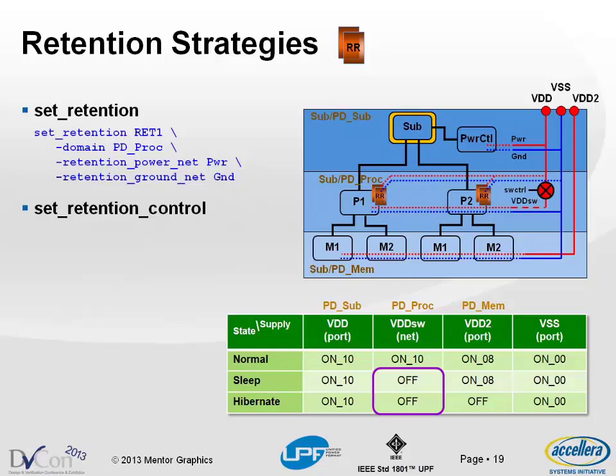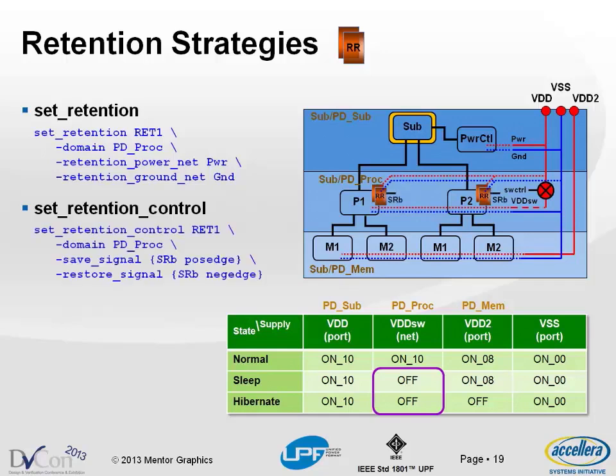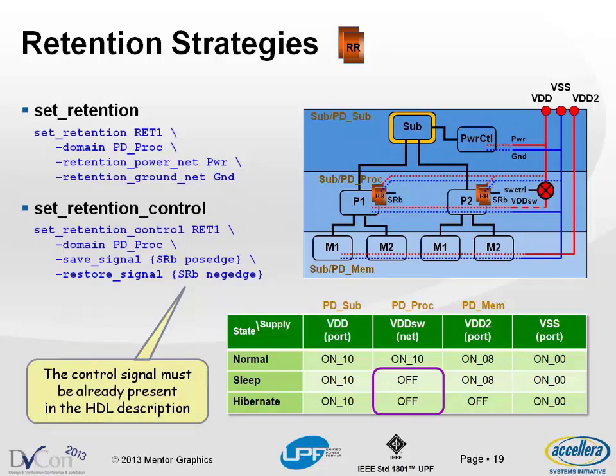This is upstream of the switch, because the power for retention registers obviously has to stay on in order to keep the state alive. You can't power it with a switch supply if the switch is going to be turned off. In addition to this, in UPF 1.0, you also specify the control signals that tell when the state retention registers are turned on or turned off. And in this case, there's a single signal SRB, which is used as both the save signal and the restore signal, different edges, obviously. And that's shown here. But as before, that signal has to exist in your HDL. So again, this is a limitation of 1.0. You have to have the signals already defined.